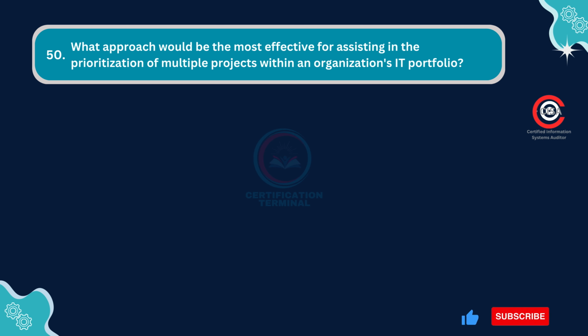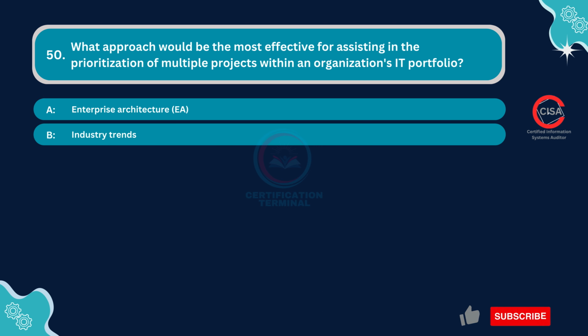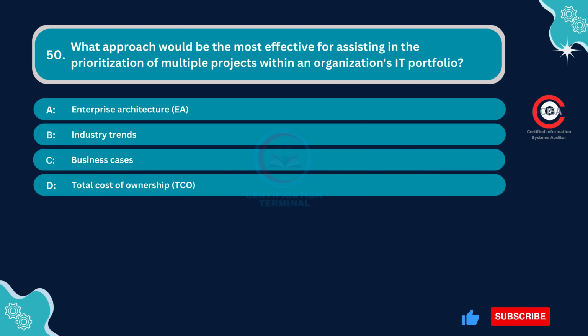Question number 50. What approach would be the most effective for assisting in the prioritization of multiple projects within an organization's IT portfolio? Option A. Enterprise architecture. Option B. Industry trends. Option C. Business cases. Option D. Total cost of ownership.